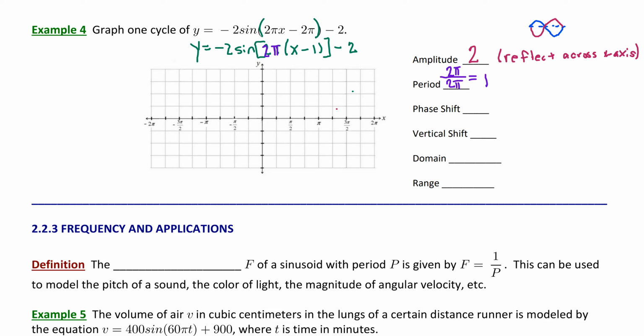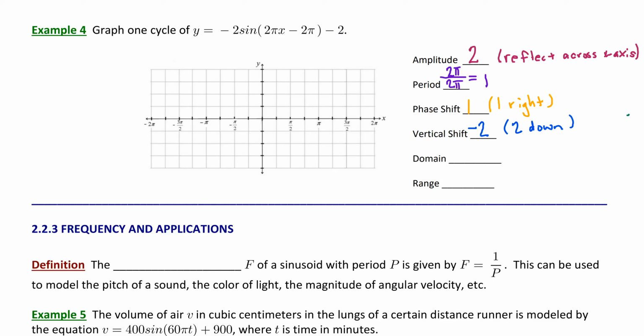Also, looking at our factored argument, we can recognize the phase shift. Now notice we're subtracting 1, so our phase shift is +1. Or we can be specific and say 1 unit to the right. And finally, the constant out here by itself indicates the vertical shift. We can call that vertical shift -2, or we can simply say it's going to go down 2 units.